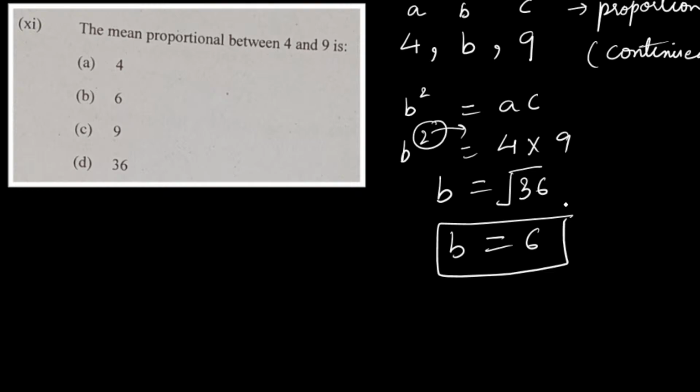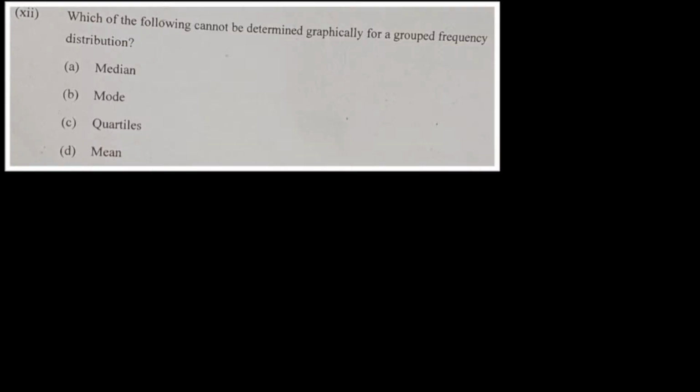A is 4, C is 9. 4 into 9 is 36. When the square shifts to the other side, it becomes square root. So the square root of 36 is equal to 6. So B is equal to 6. Option B, 6. Let's do the next question.